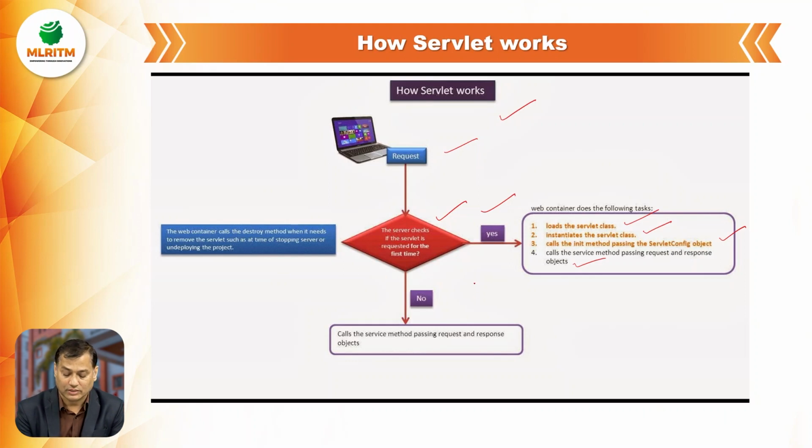If it is not the first time, if the servlet is requested a second or third time, then those first steps are already done. So it will execute only the third and fourth steps, calling the service method passing the request and response objects. So like this, a servlet is verified whether it is the first request or it has already been requested.